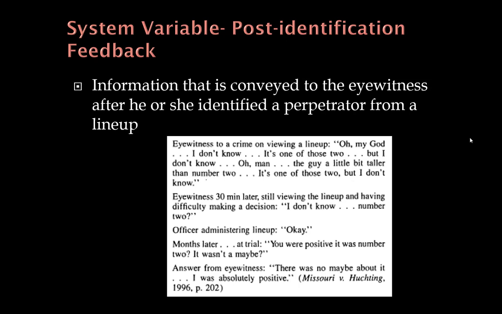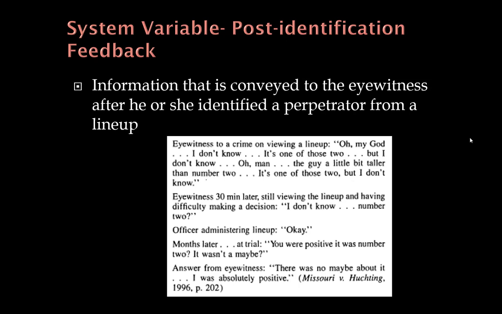Eyewitness, 30 minutes later, still viewing the lineup and having difficulty making a decision. She says, "I don't know, number two." And the officer administering the lineup says, "Okay." Months later at trial, she was asked on the stand, "You were positive it was number two? It wasn't a maybe?" And the answer from the witness was, "There was no maybe about it. I was absolutely positive."